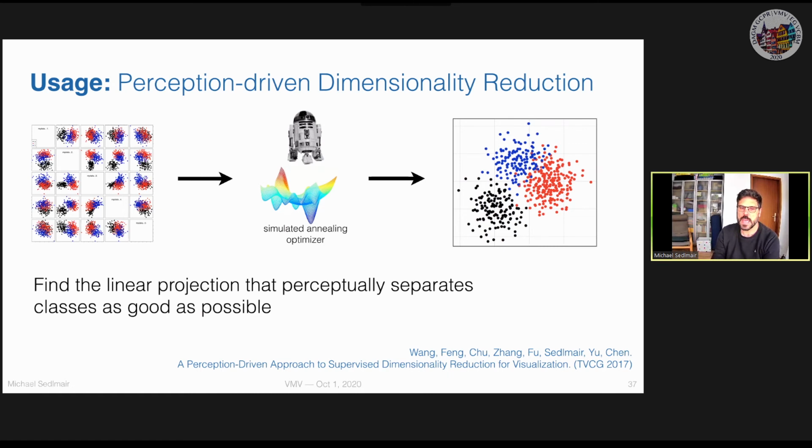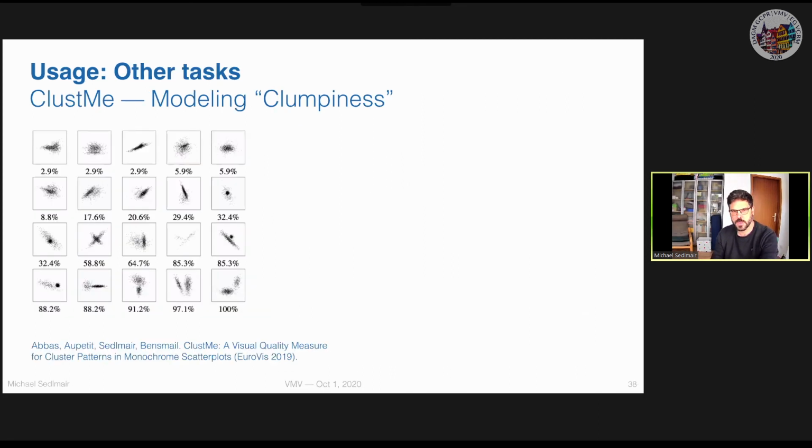And we created an LDA, linear discriminant analysis, like dimensionality reduction. And in our evaluations with humans, we found that the ones that we created, so our dimensionality reduction method, actually created more separable projections than LDA for humans. Okay, we can also, of course, do other tasks.